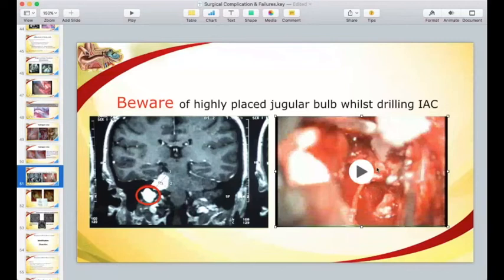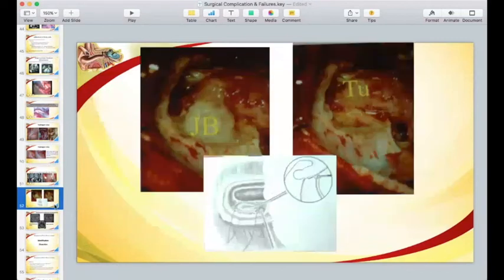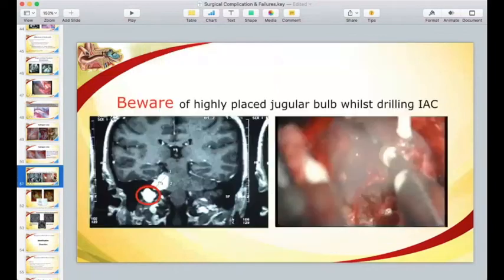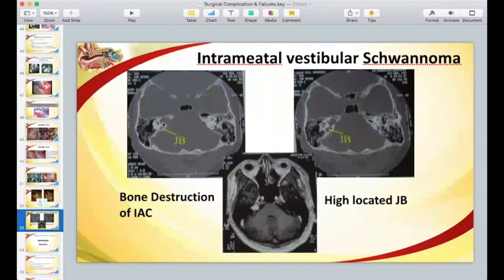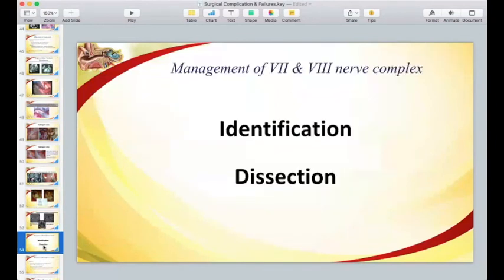That's the internal auditory artery I showed you earlier. And there is another example of jugular bulb almost bulging into the canal. All right, and then we have an intrameatal schwannoma, here also jugular bulb coming right into the canal. Management of the 7th and 8th nerves is the paramount part of the operation, identification and dissection.